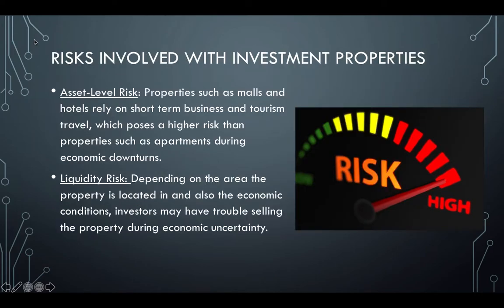So, some risks involved with investment properties. Asset level risk is basically properties such as malls and hotels that rely on short term business and tourism travel, which poses a higher risk than properties such as apartments during economic downturns. And liquidity risk depends on the area the property is located in and also the economic conditions. Investors may have trouble selling the property during economic uncertainty, like now during the coronavirus pandemic.